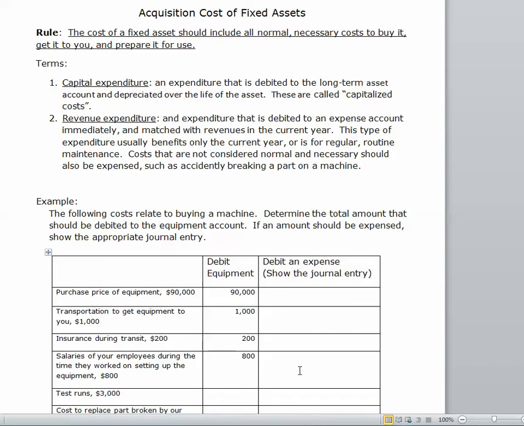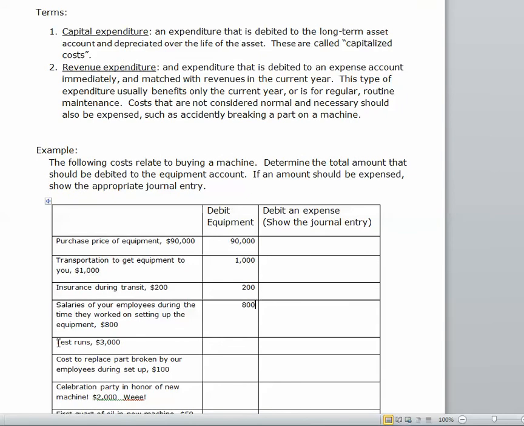It will be capitalized. What do you think about test runs? Maybe we need to put some material through this equipment to see whether it's all going to gunk up or whether it's going to churn out good product for us. Isn't this also part of preparing it for use?